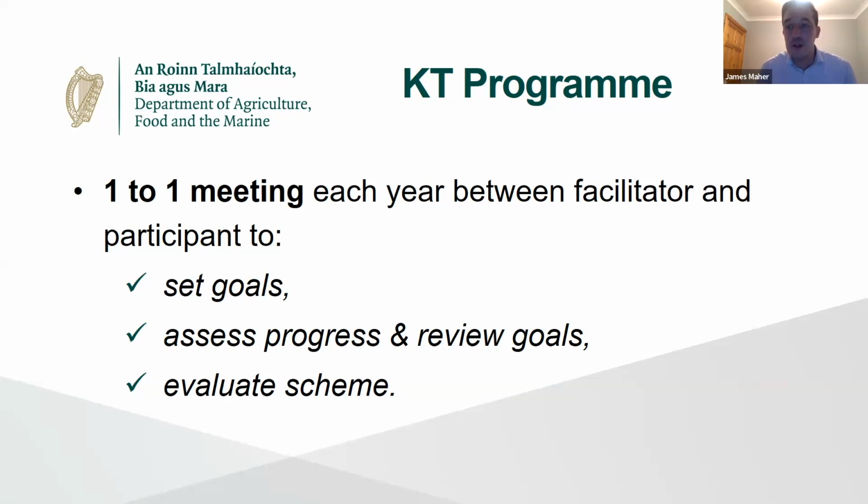So in addition to the 8 group meetings each year, there'll also be a one-to-one meeting each year between the facilitator and each of the participants. In the first year, the purpose of that meeting will be to set the goals for the program, and that will have to be completed by the end of Q1 in 2024. In the second year of the program, the one-to-one meeting will assess progress to date and review goals, and that will have to be completed by Q2 in 2025.